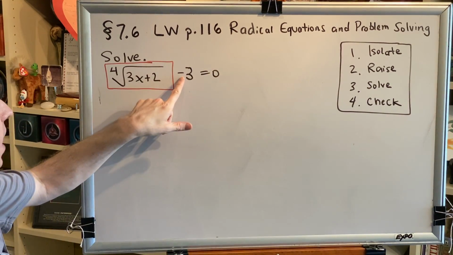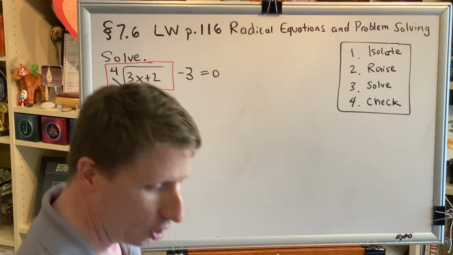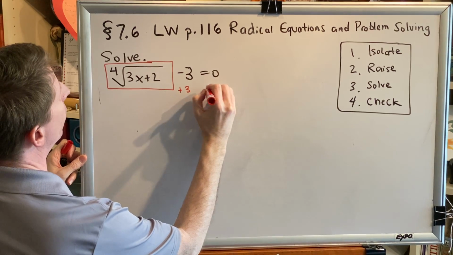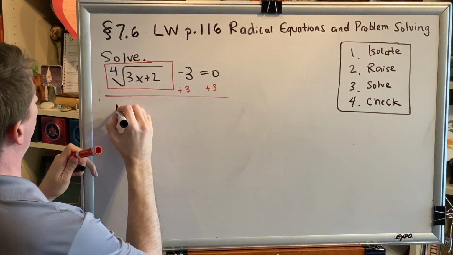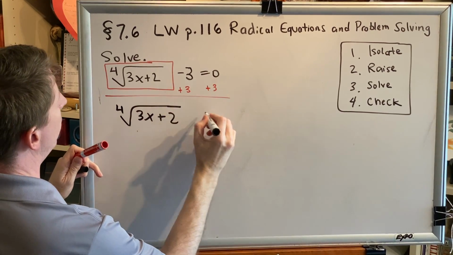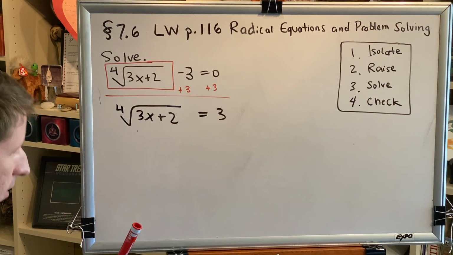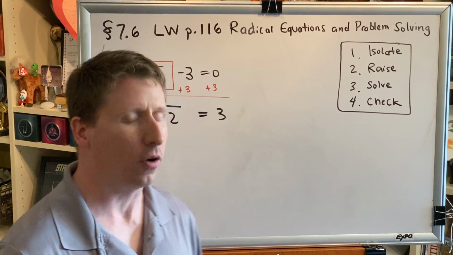Okay, well, we have subtraction after it. We need to find a way to get rid of that subtraction. So the way we get rid of the subtraction is by adding 3 to both sides of the equation. So our new equation will say the fourth root of the sum 3x plus 2 equals 3. This radical is now isolated. There's no adding, subtracting, or dividing before it, after it, or under it.